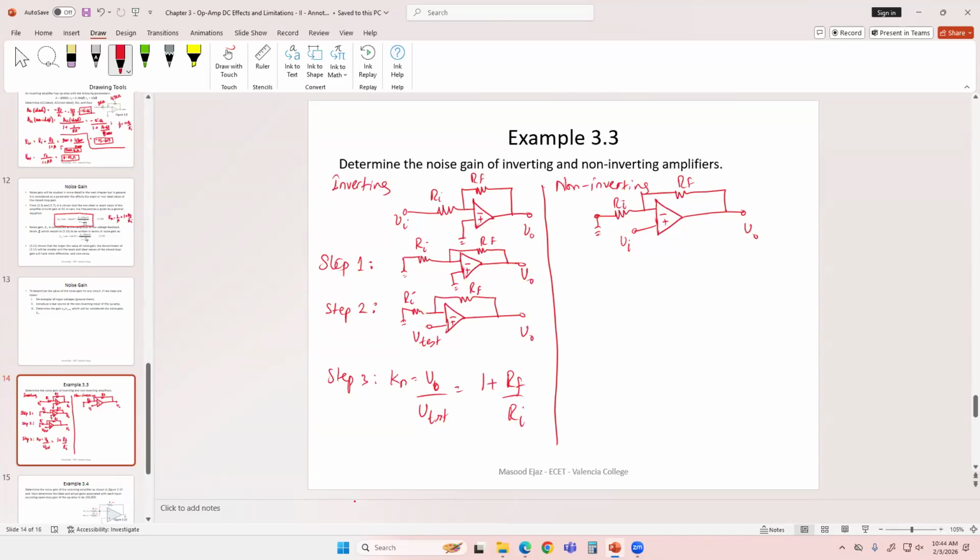We do the same thing with this one. Since this is a non-inverting amplifier, if we de-energize this and then put it back, it's still going to be the same circuit. So I'm going to jump basically to step number 2 and replace this source by V test.